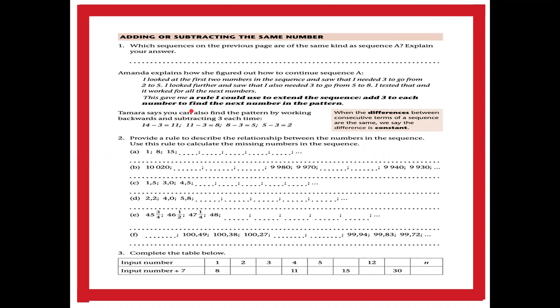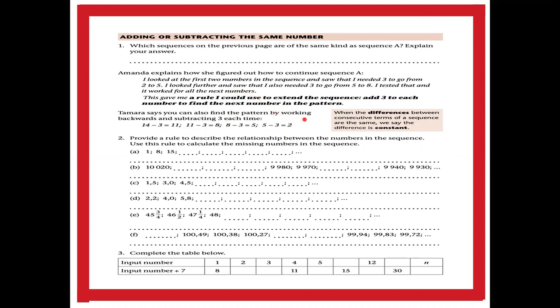Tomorrow says you can also find the pattern by working backwards and subtracting 3 each time. So 14 minus 3 gives us 11, 11 minus 3 gives us 8, 8 minus 3 gives us 5, etc. So it's technically the same rule, they're just explaining it differently. So Tomorrow looks at it by subtracting, and Amanda looks at it by adding.